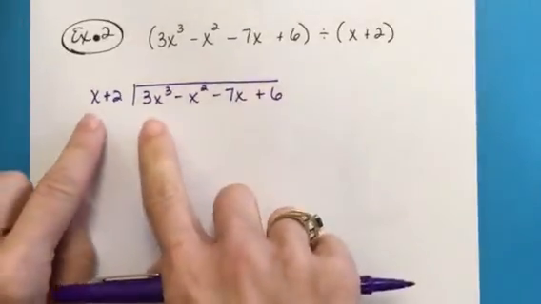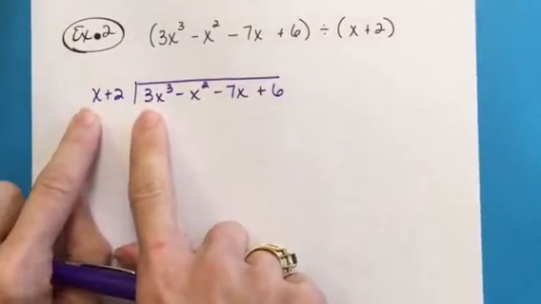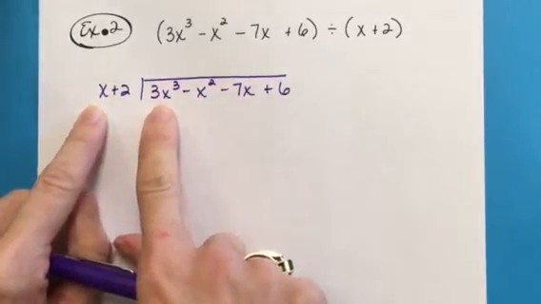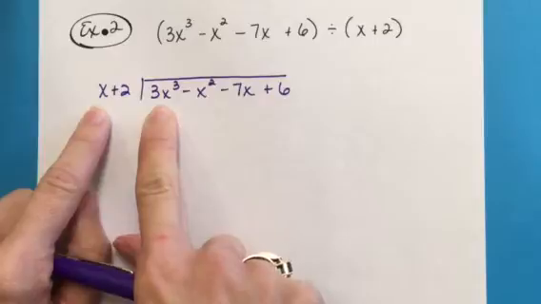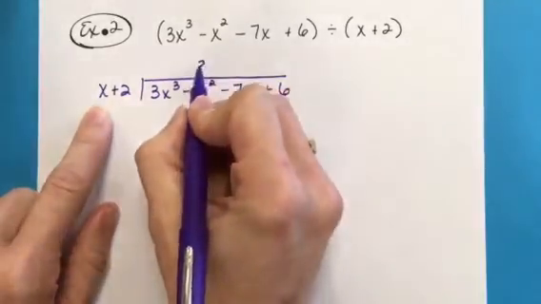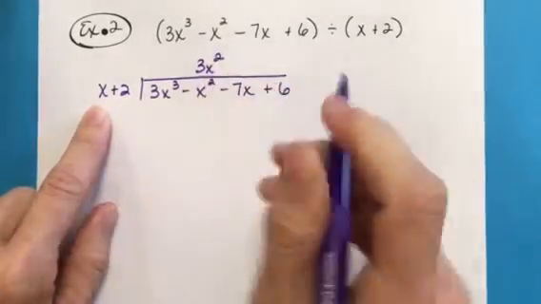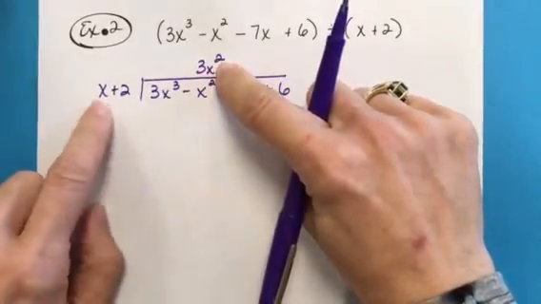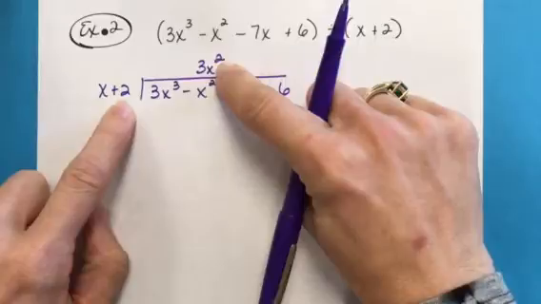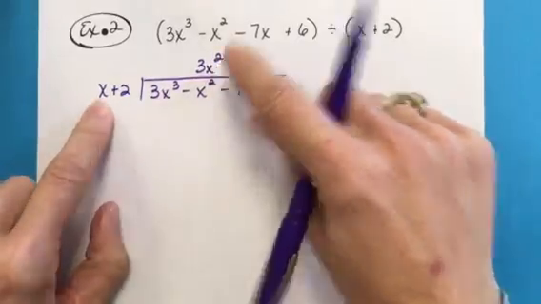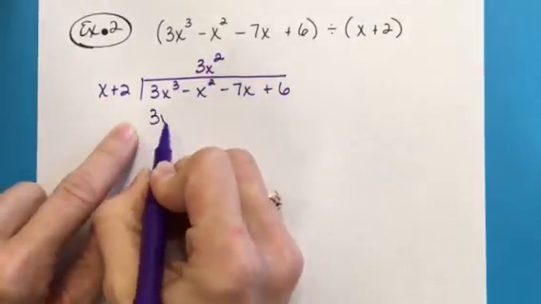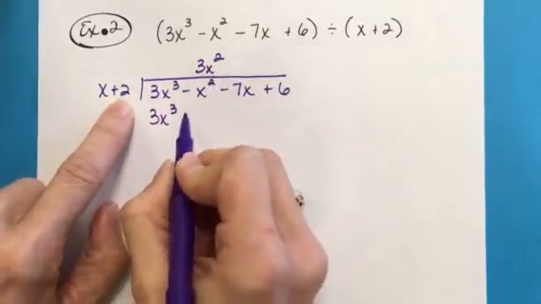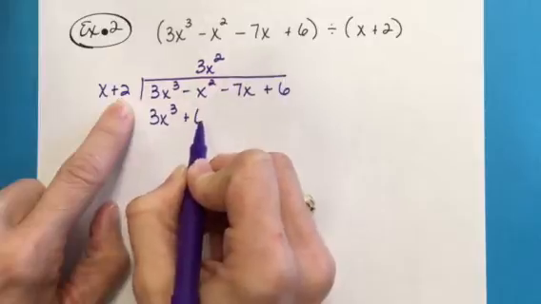Okay, so first term, first term. So what do you need to multiply x by to get 3x cubed? So that would need to be 3x squared. Okay, so now take your 3x squared that you've put on the top and you're going to multiply it times both terms that are out front. So 3x squared times x is 3x cubed. 3x squared times 2 is 6x squared.